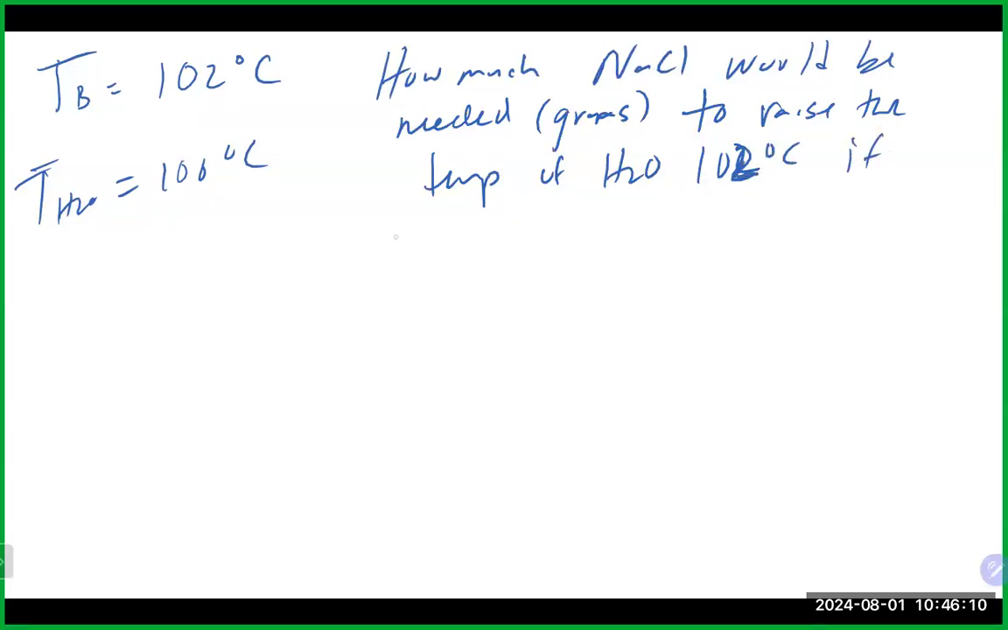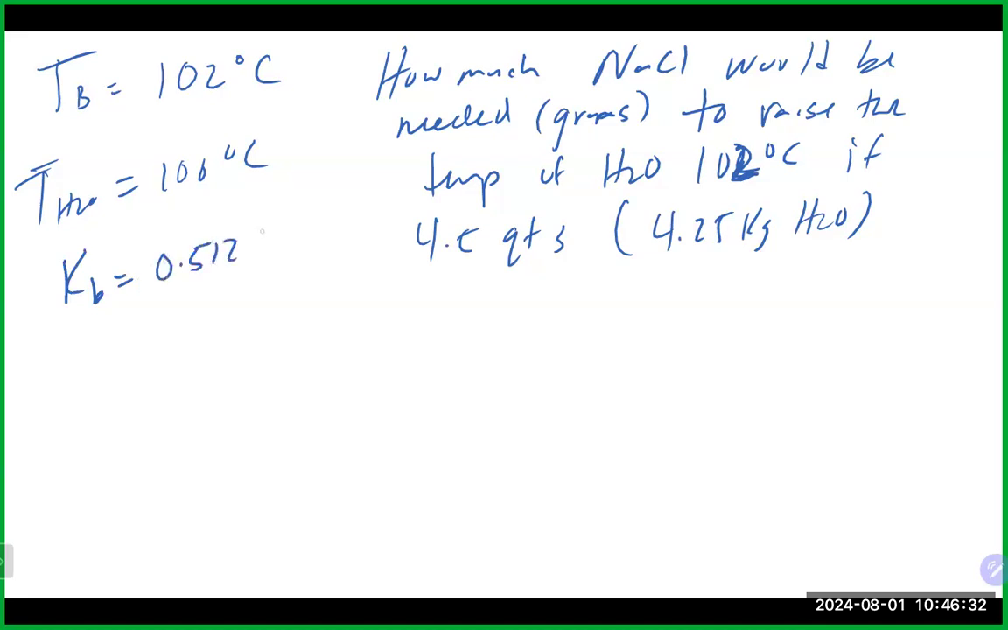If you had, I don't know, 4.5 quarts of water, so that's roughly 4.25 kilograms of water. So why don't you calculate how many grams of sodium chloride you would need to make that water boil at 102 versus 100. And obviously our Kb in this case would be for water 0.512 degrees Celsius per molality. Sodium is 22.99. Chlorine is 35.45, right?